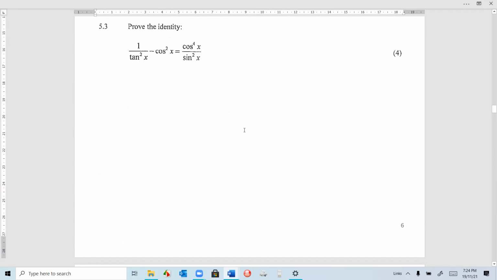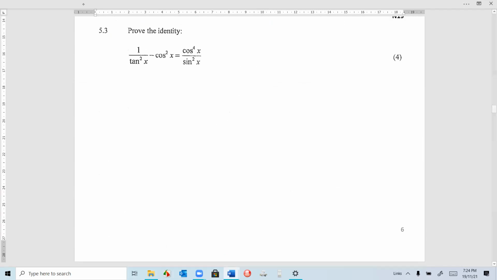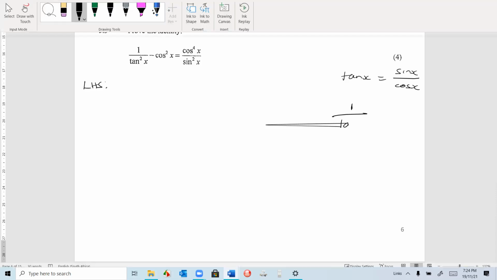Okay. So we see the left-hand side. We're going to start again with our left-hand side. Now, I also want to teach you this formula that you already know. So if tan x is equal to sine x over cos x, if you flip it, that means you say 1 over tan x.